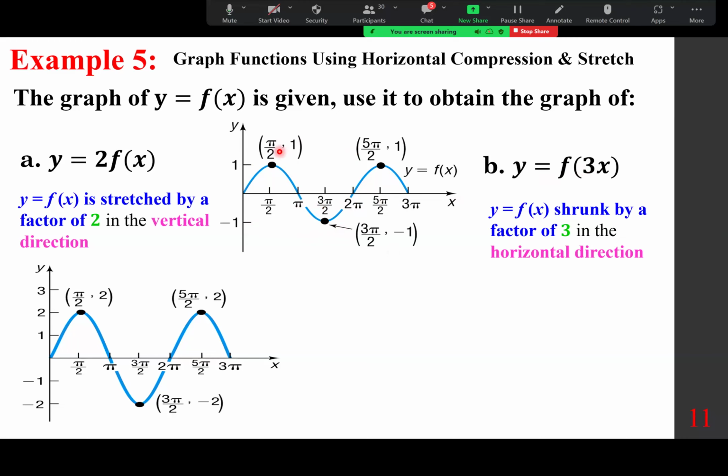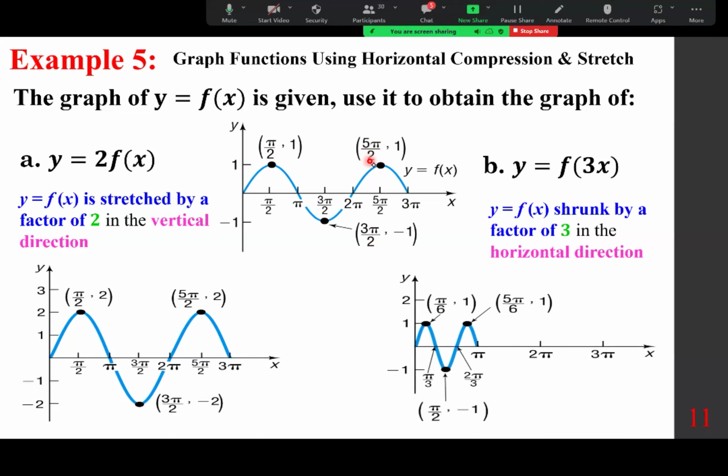So if I divide this one by 3, I get pi over 6, comma 1. If I divide this one by 3, I get pi over 2, comma negative 1. If I divide this one by 3, I get 5 pi over 6, comma 1. So take a look at this one. So it shrinks this way, okay, along the x-axis by a factor of 3. If it were 1/3, it would go that way. It would stretch along the x-axis.